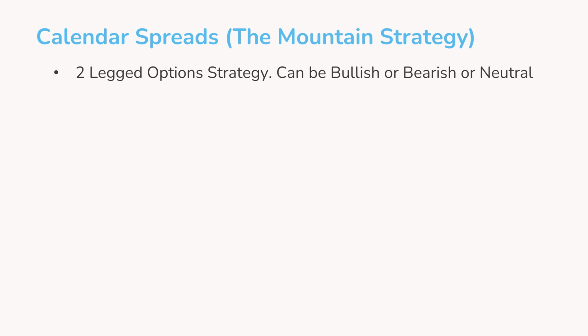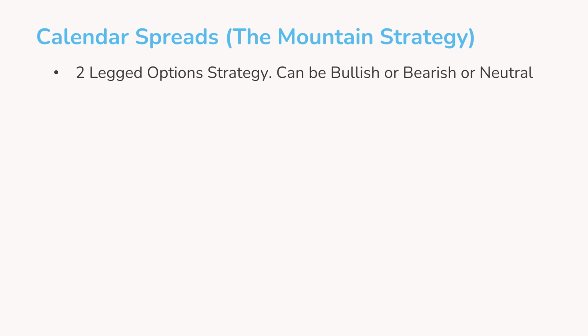So the calendar spread is basically a two-legged option strategy. For me personally, I actually call this the mountain strategy, and I'll explain why in a bit. The calendar spread can be a bullish, bearish, or neutral strategy depending on how you set up the trade.